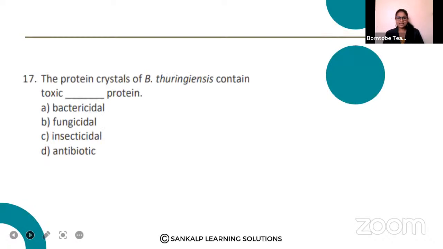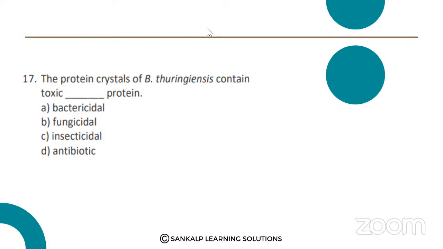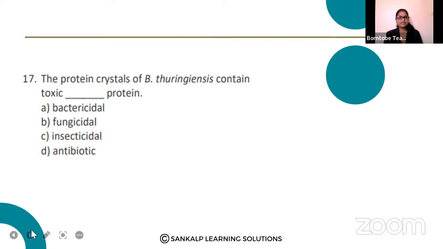The 17th question goes like this. The protein crystals of B. thuringiensis contain toxic dash protein: bactericidal, fungicidal, insecticidal, antibiotic. Option C, ma'am. Chaitra, option C. Lakshmi, Saundarya, Parvati, Padmayan, Viresh, Suhati, yes. Okay. That is option C. Yuti also answered as option C. Option C, insecticidal is the right answer.